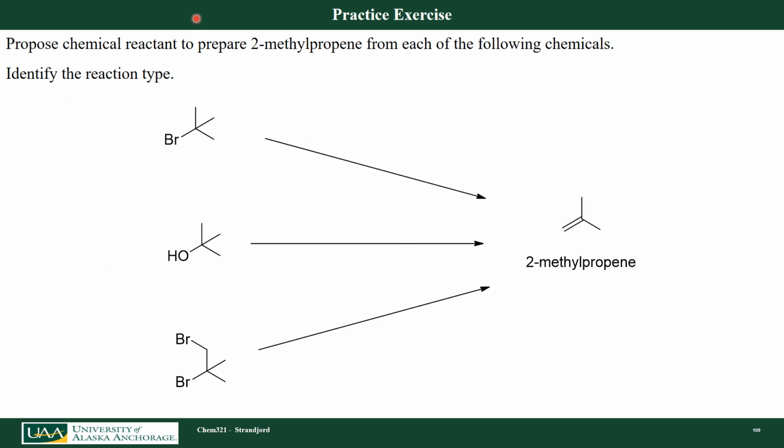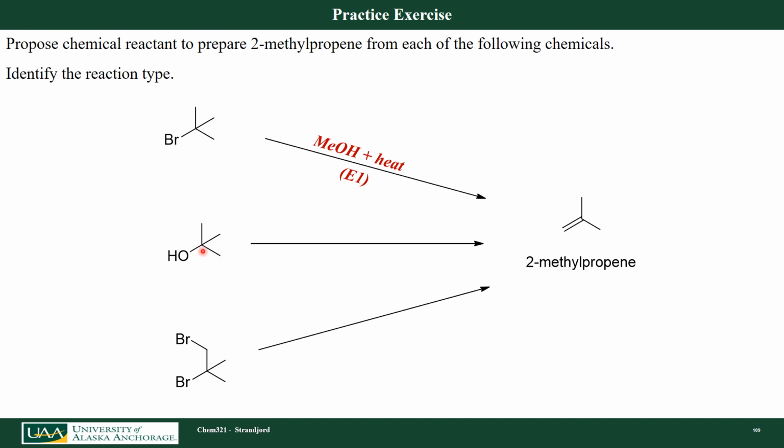Let's do a practice exercise where we propose chemical reagents to prepare 2-methylpropene from 3 different starting materials. In the first case here, I have a tertiary alkyl halide. I'm thinking elimination reaction. I'm going to look for beta hydrogens here, and I have 9 of them, 3 here, 3 here, and 3 here. Since this is a tertiary alkyl halide, I can actually just use common methanol and heat. This is a weak nucleophile. So what type of reaction would this be? That would be an E1 reaction to form 2-methylpropene.